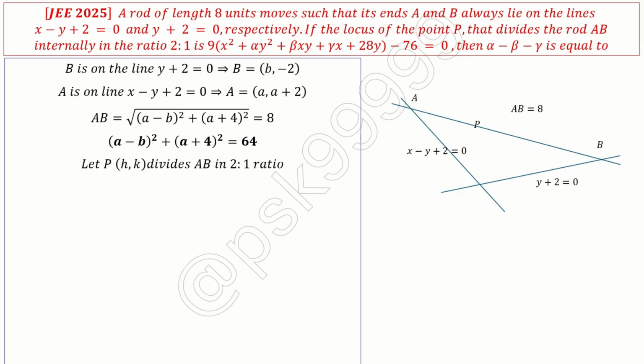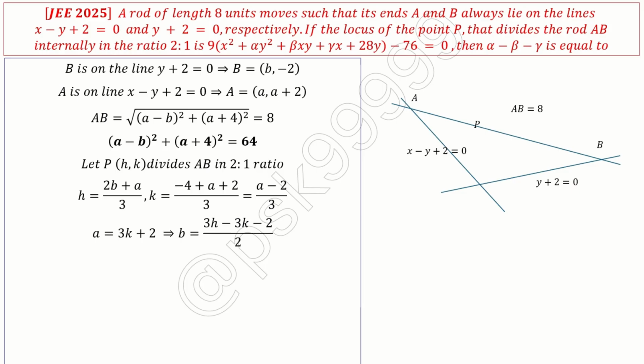Okay. Now P is (h, k) and divides AB in 2:1 ratio. I have my AB points already as (b, minus 2) and (a, a plus 2). It divides in 2:1 ratio, correct? So h is nothing but (2b plus a) by 3. I am applying the section formula here. And k is equal to (minus 4 plus a plus 2) by 3, which is nothing but (a minus 2) by 3. Now I have these two, h and k, in terms of a and b.